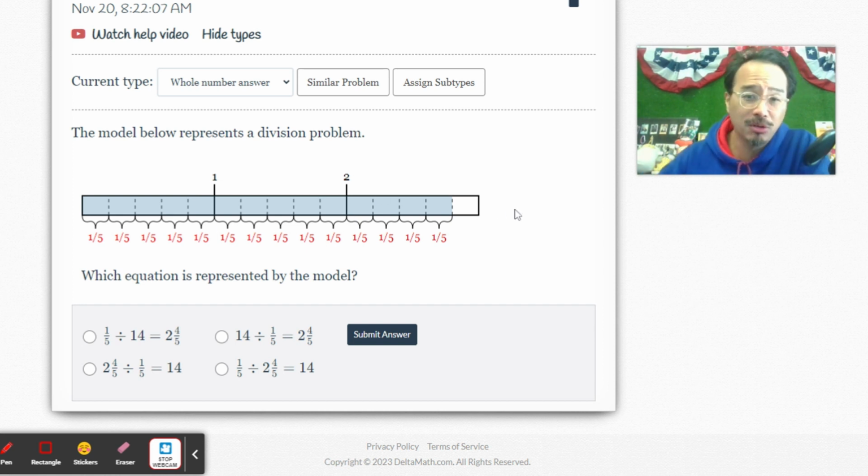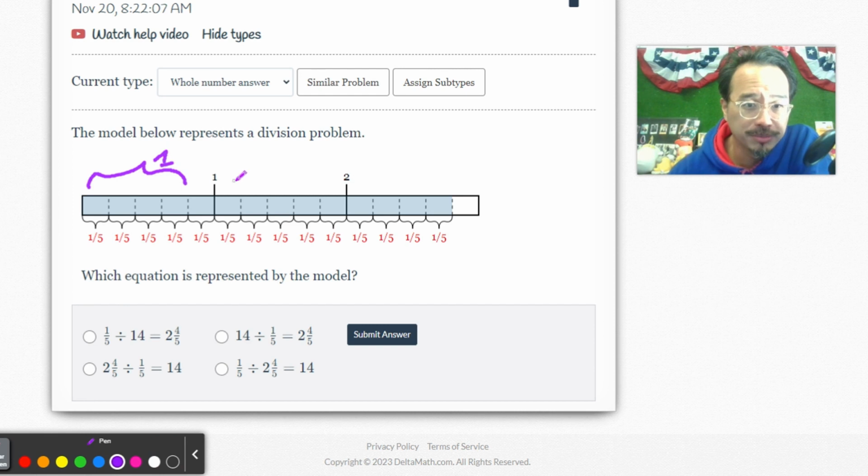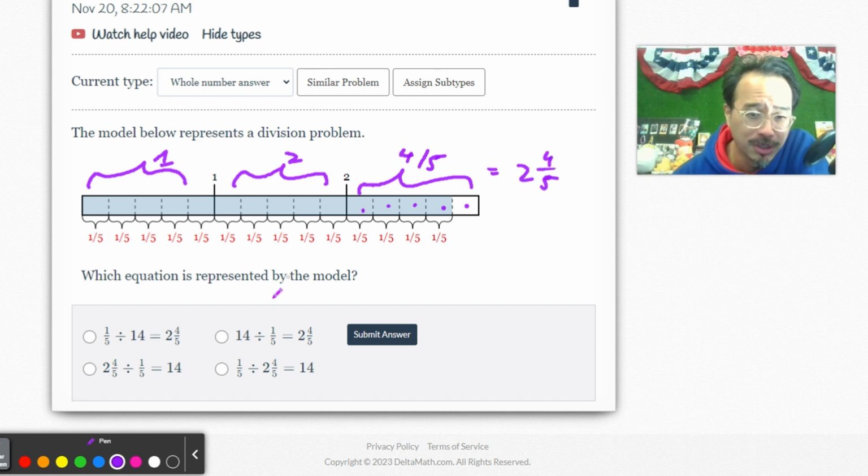So let's take a look. This is actually easier, I think, because what you have to do is count. This is 1, 2, and this is 1, 2, 3, 4, so 4 out of 5, because you see how there are 5 pieces here. That's the fractional part. So you have to look for a number represented by 2 and 4 fifths. Unfortunately, they all have 2 and 4 fifths.